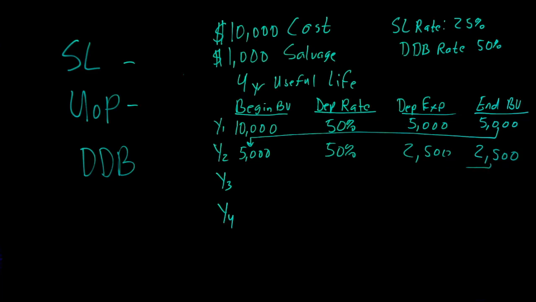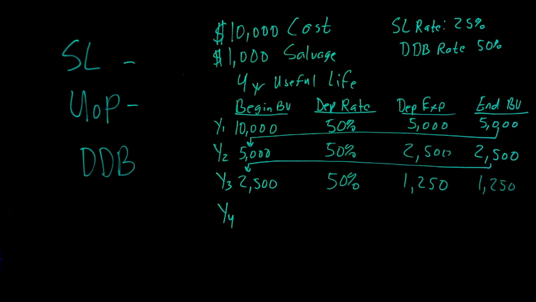So now we're going to carry that ending over to the beginning of year 3. 2,500 beginning book value, 50% rate, $1,250 depreciation expense, 2,500 times 50%. If we take the 2,500 less the 1,250, our ending book value is 1,250. Now we're going to carry that over to year 4 as the beginning.